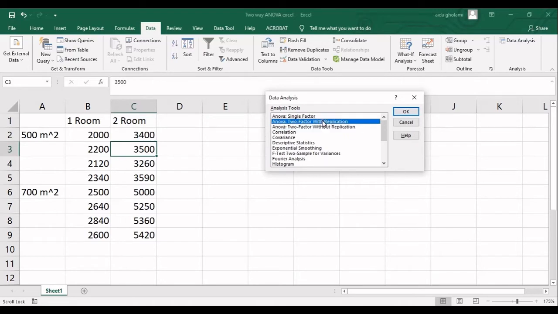But we have 2 options in here, with replication and without replication. You want to go for with replication. It means that for each of these cells, for 500 and 1 room, you have more than one observation. But without replication, you have just one observation. Okay, so I go for with replication.